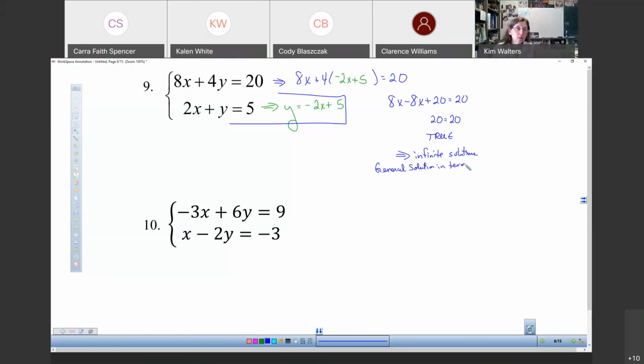We're going to write a general solution in terms of x. And here's what it looks like. It's going to be x, comma, and in place of y, I am going to put negative 2x plus 5. And that's what a general solution looks like in terms of x. So in other words, both my x and my y components have the variable x in there, okay? And I'll show you what one looks like in terms of y in a minute. It's going to ask you to do one or the other, so just be prepared.